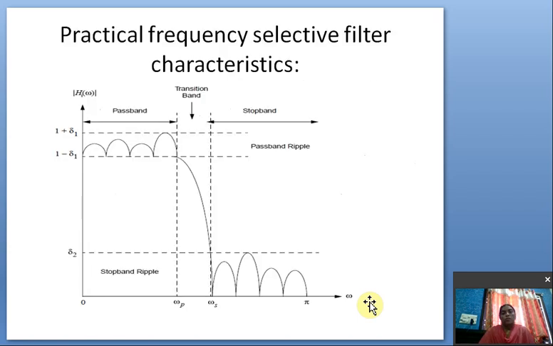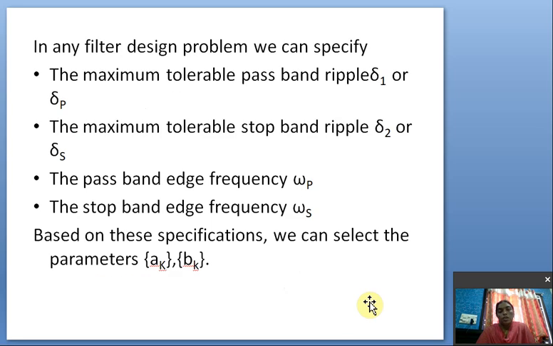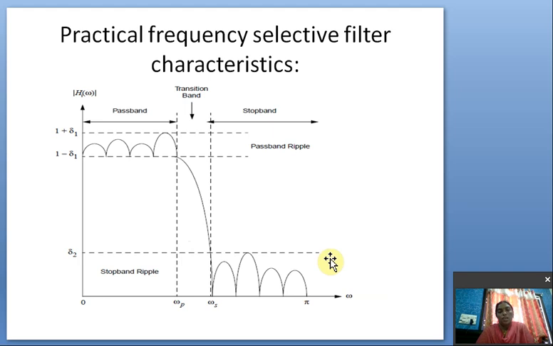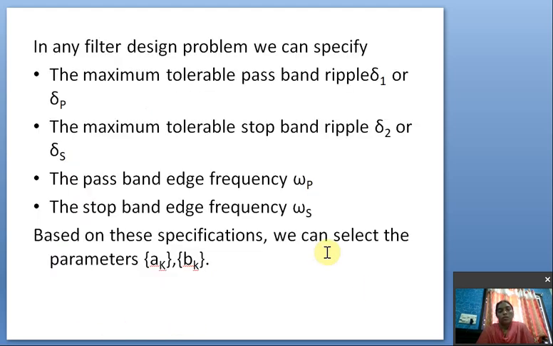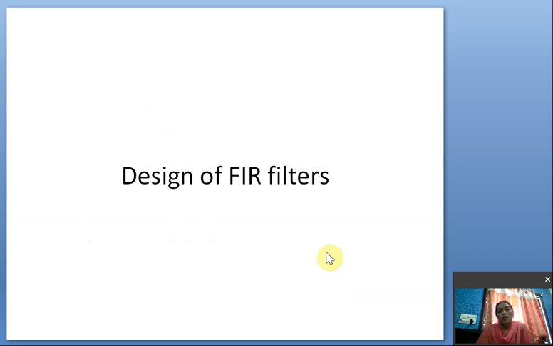Okay. Right. So now a practical frequency selective filter should be like this. Then we have to specify the passband ripple and also the stopband ripple, and also the passband edge frequency and stopband edge frequency, like this. Okay. Right. Then, design of FIR filters. So right, how can you design the FIR filters? We will see in the next video.